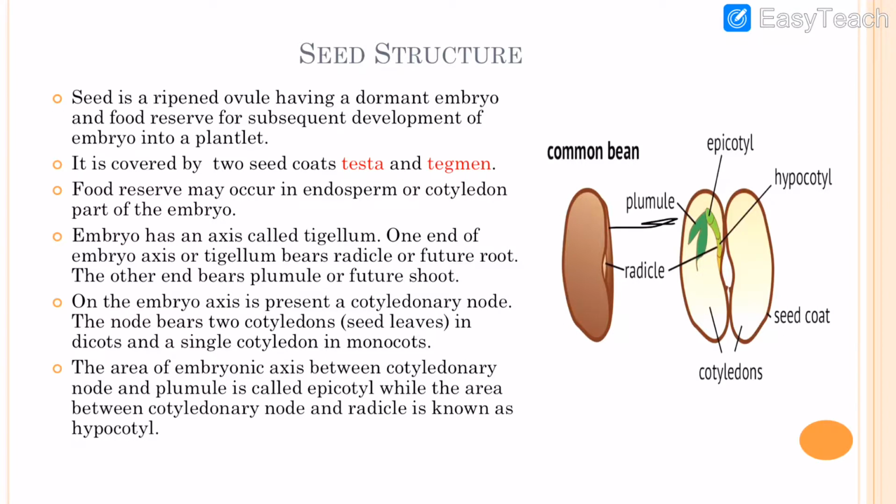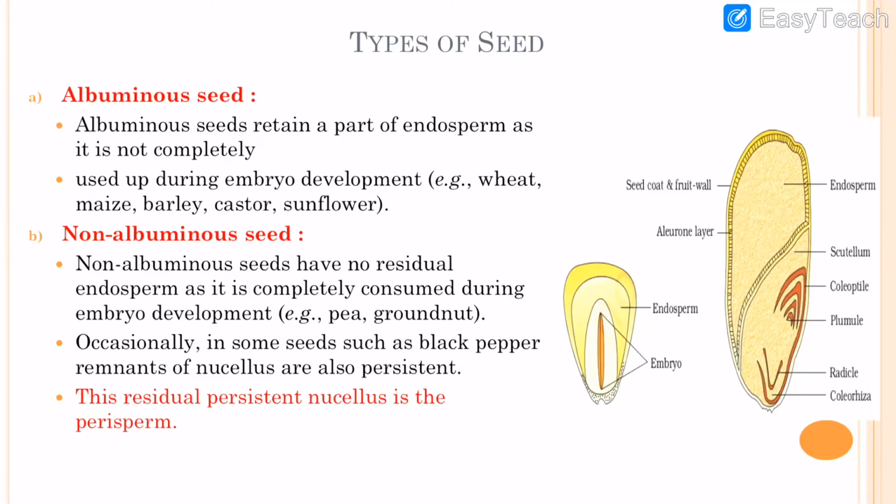Dear students, seeds are very important, and they are of two types. One is albuminous seed and the second is non-albuminous seed. Albuminous seeds are mainly present in monocots, for example wheat, maize, barley. They are also present in some dicots, like castor.